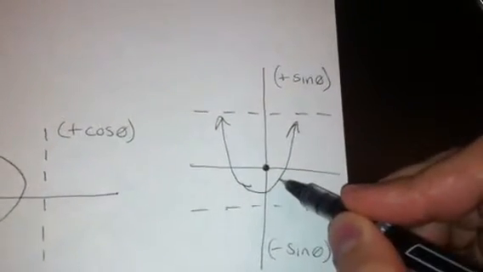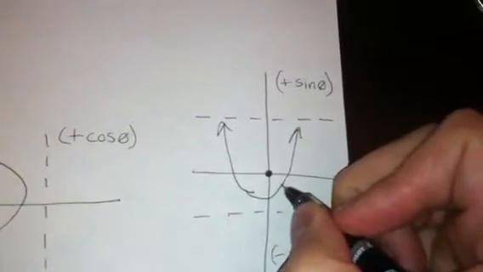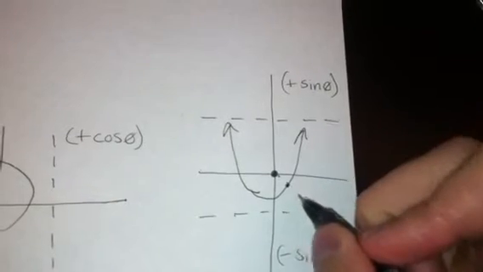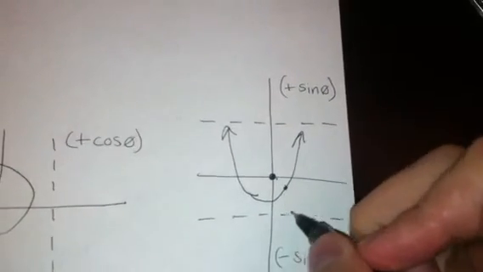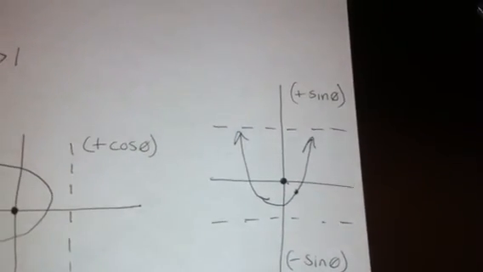And the points along the parabola should be equidistant from the focus and from the directrix. Alright, that's about it.